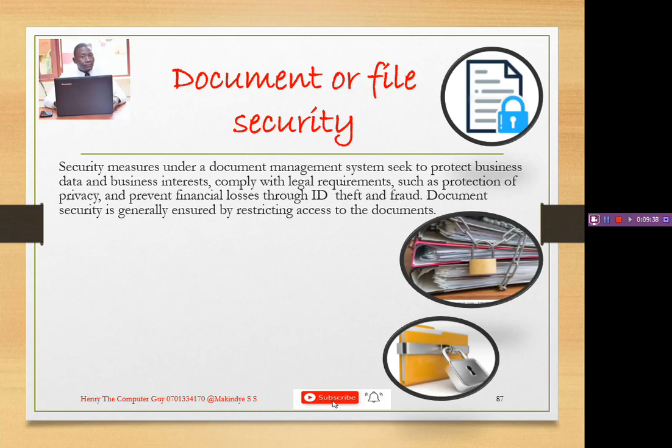So they're telling us that document security is generally ensured by restricting access to the documents. That's why you're seeing some diagrams here. I have my files, the padlock is there. I have my folder on a computer, I give it a password. So for you to be able to access it, you have to have a password. I restrict access to those documents.